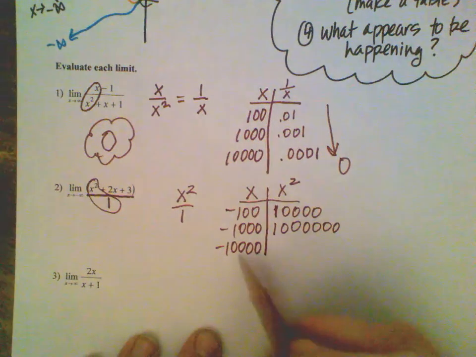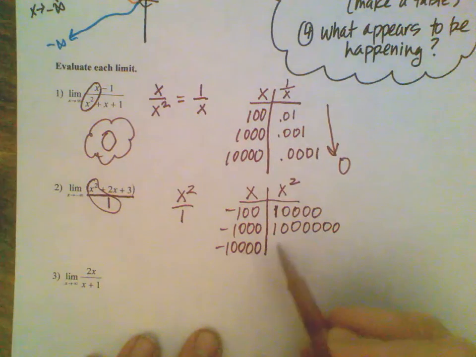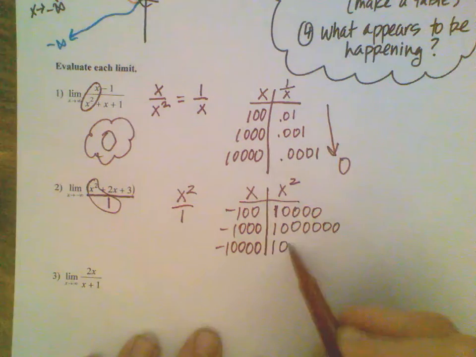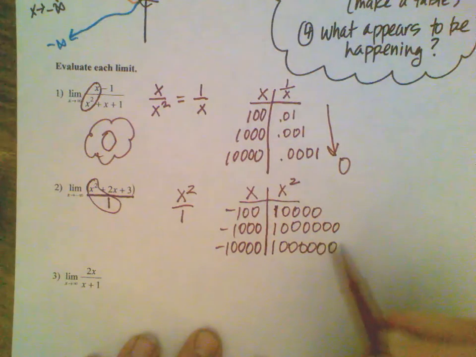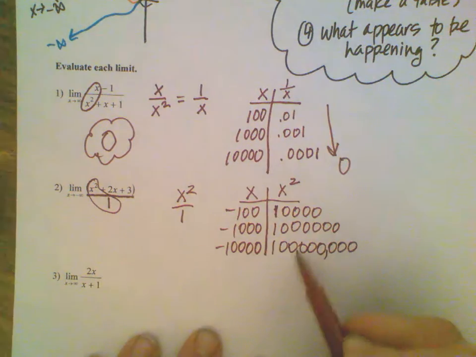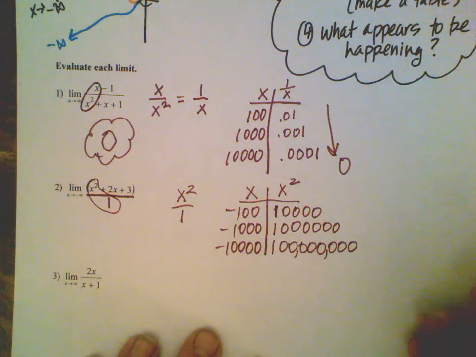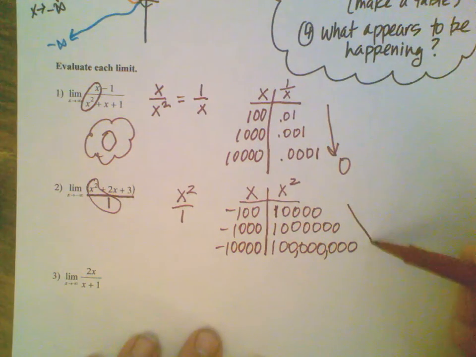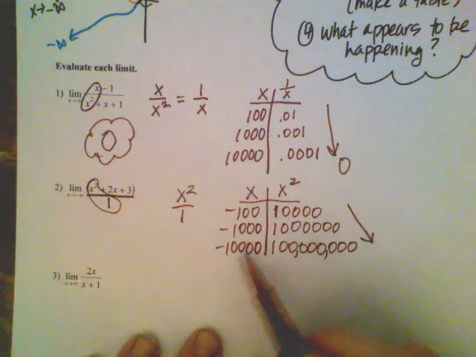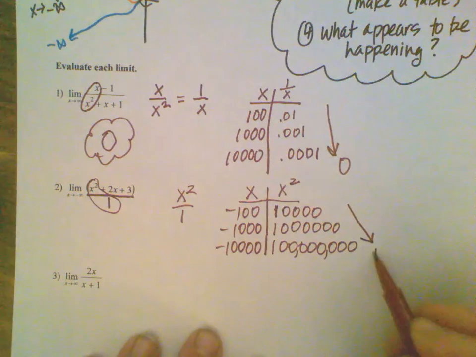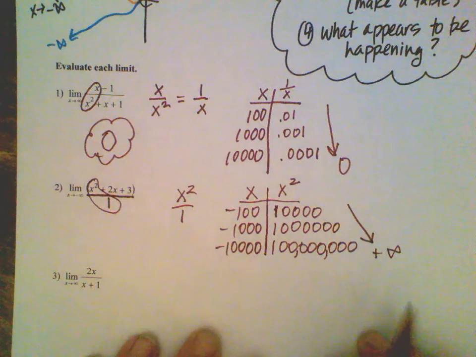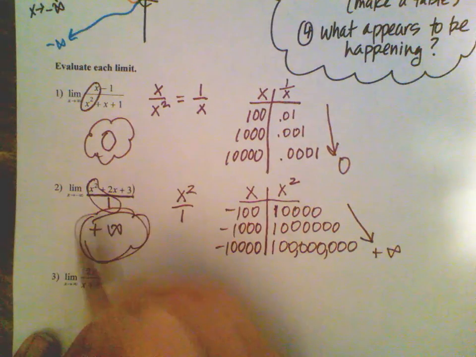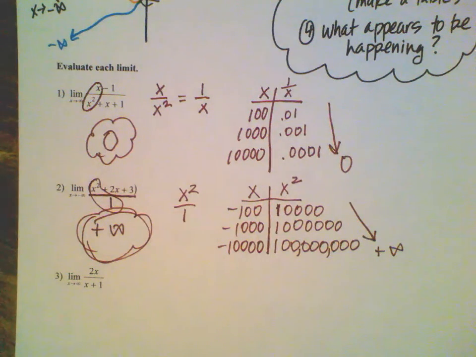I don't even think I need to finish this, but I can. Negative 10,000 times negative 10,000 is a 1 with 8 zeros after it. So there we go, 100 million. So this definitely appears to be rising, and as I continue to plug in more, it looks to me like I'm getting bigger and bigger and bigger. So I say my limit here is approaching positive infinity. Okay, so positive infinity for that one.